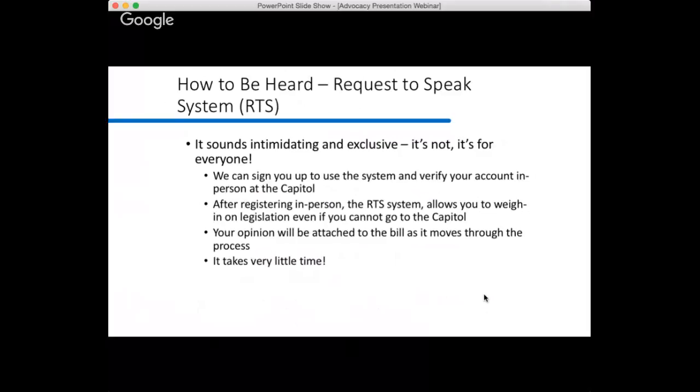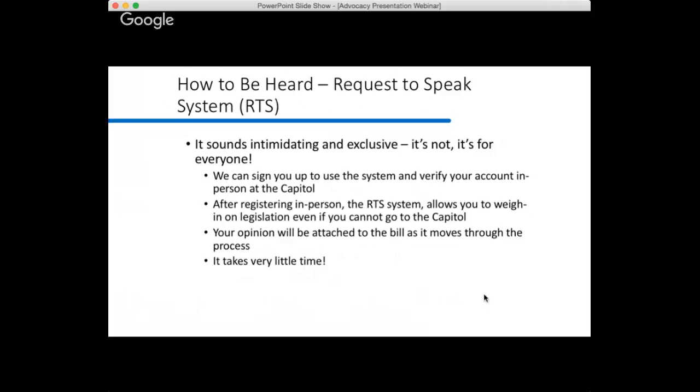And in particular, this is useful because then that opinion and that registration is logged with that bill, and it goes with it all the way through the legislative process. And legislators do look at that to weigh how important the issue is and to see comments on it.